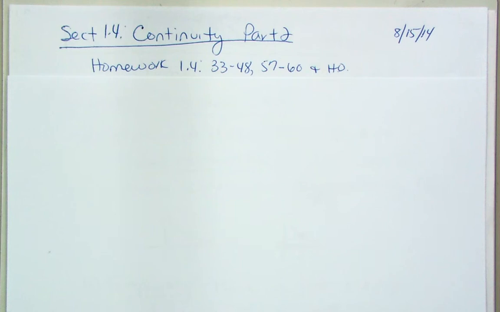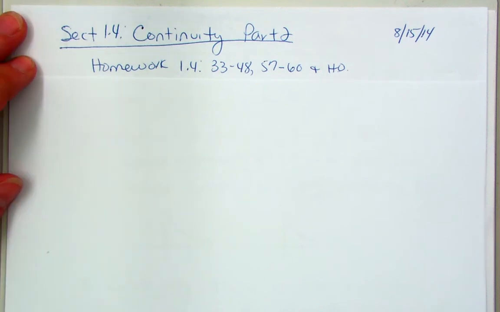Today's video is part 2 of section 1.4, continuity. The homework is 33 through 48, all, 57 through 60, all, and a handout.